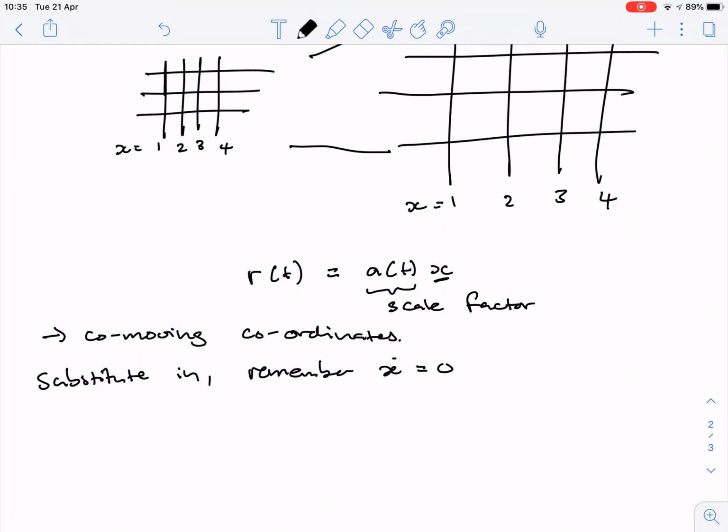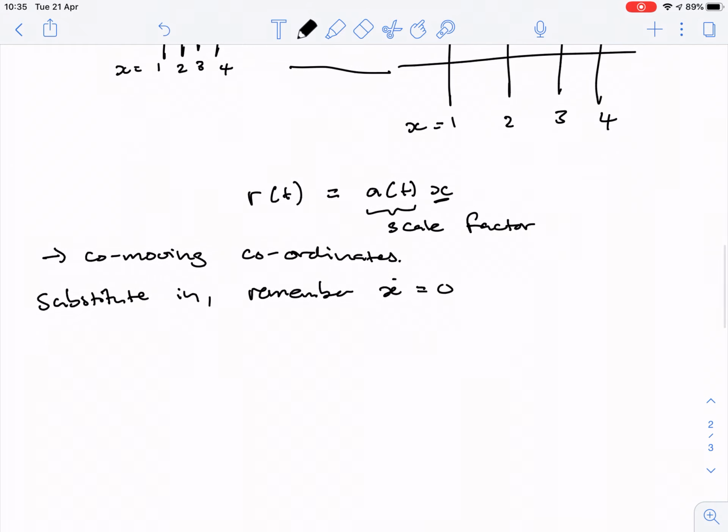Remember x dot equals 0, so therefore when you have to do both of the differentials in the kinetic energy, one of them is going to vanish. And then you get the total energy is just 1/2 m a dot squared x squared, and the other term of course is 0, minus 4 pi over 3 G rho a squared x squared m.